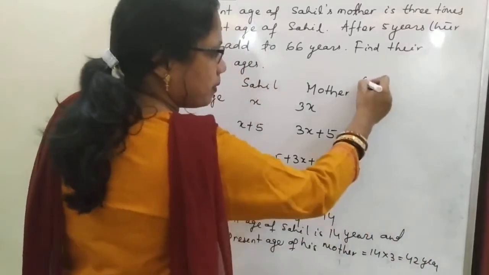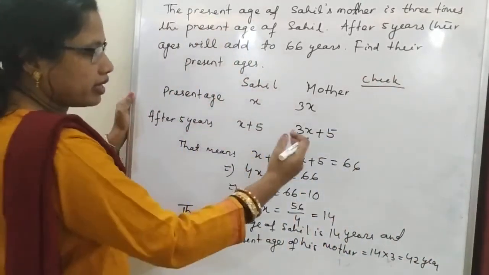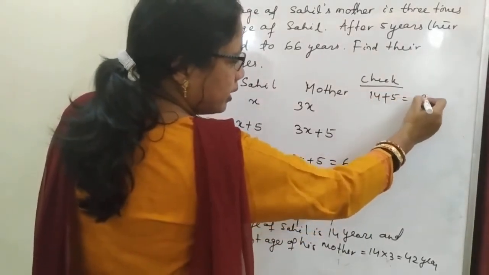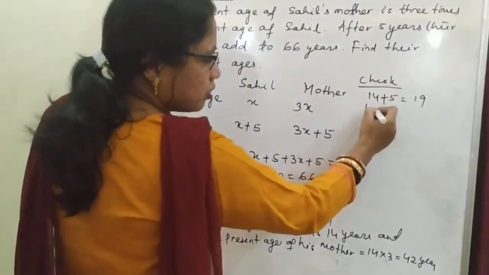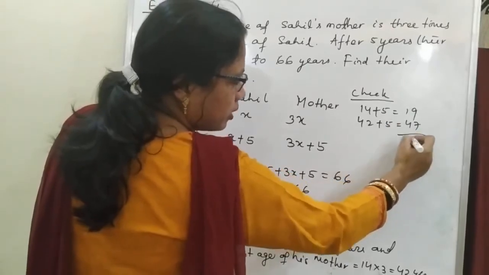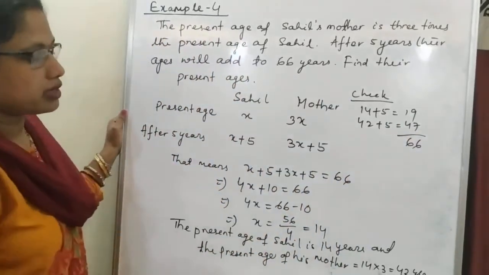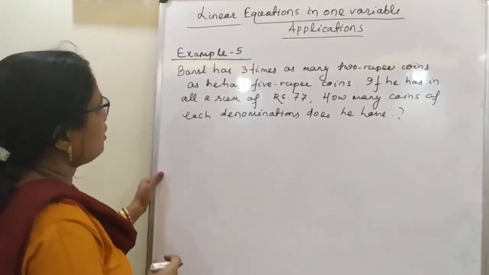So you can verify or you can check also. What will be the age of Sahil after 5 years? 14 plus 5. This will be 19. What will be the age of his mother after 5 years? 42 plus 5. This is 47. And the total is 66 years. So it is verified. So our answer is correct.